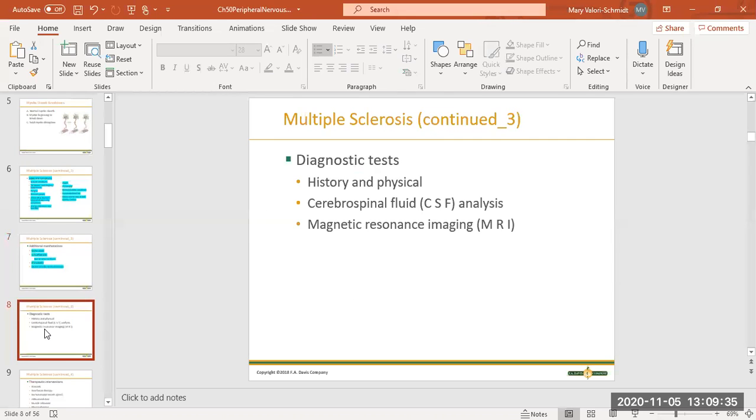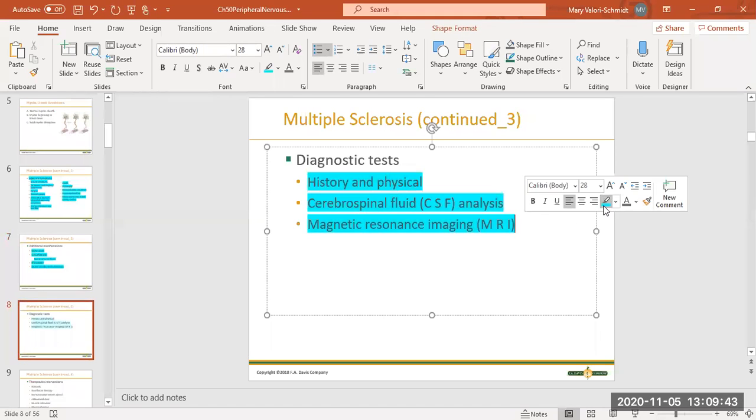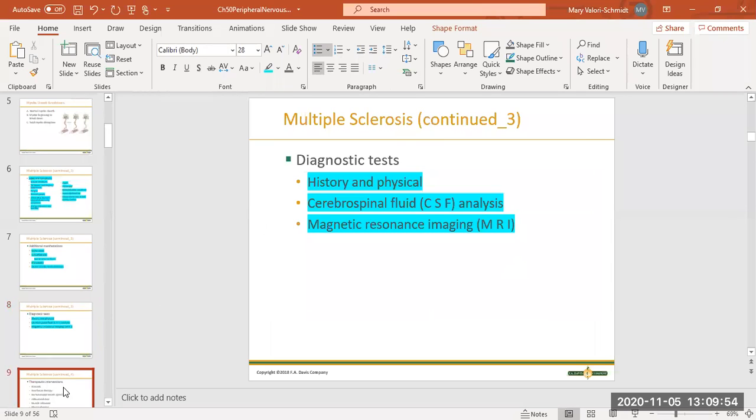How do we diagnose MS? Well, we're going to always do a history and physical. We do that for everybody. We may do a lumbar puncture and do an analysis of the cerebrospinal fluid, right? Spinal tap. MRI to look at the nerve communication to say, hey, is there a problem here?